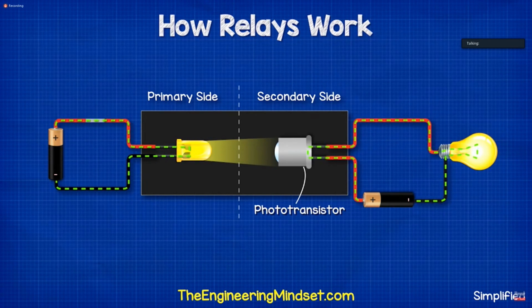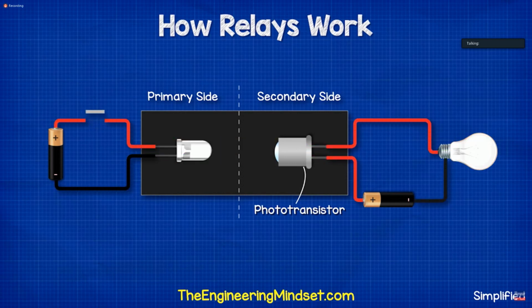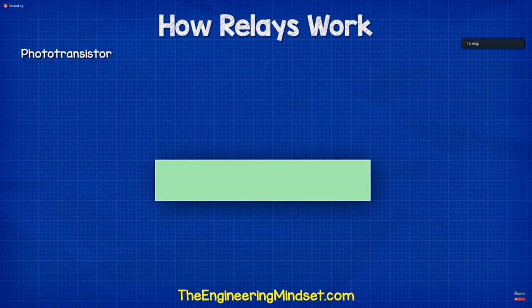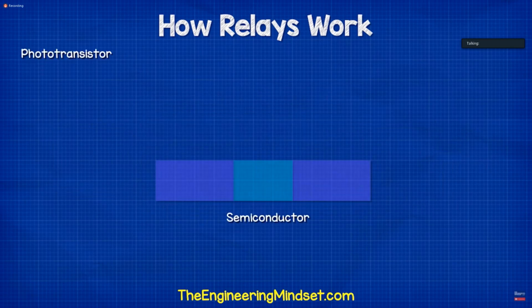We control the operation of this type of relay by simply turning the LED on and off. The phototransistor acts something like an insulator and doesn't allow current to flow unless it's exposed to light. Inside the phototransistor, we have different layers of semiconductor materials. There are N-type and P-type, which are sandwiched together.